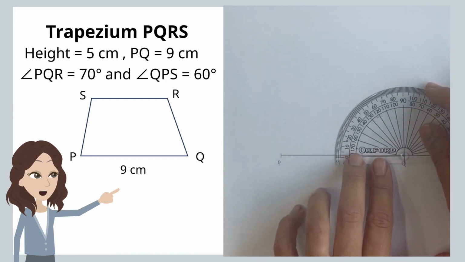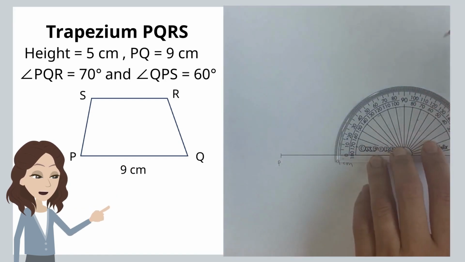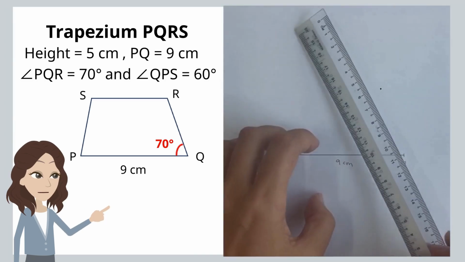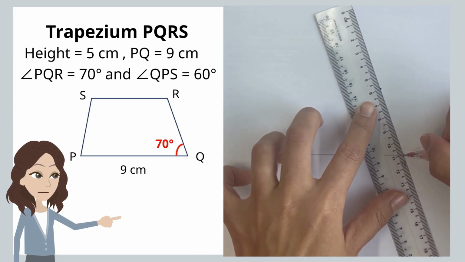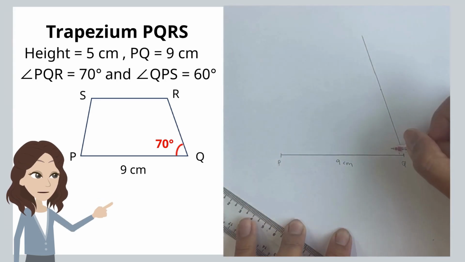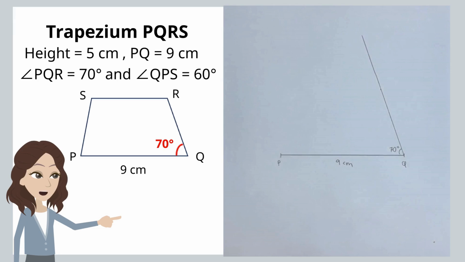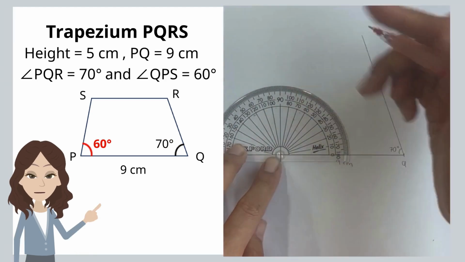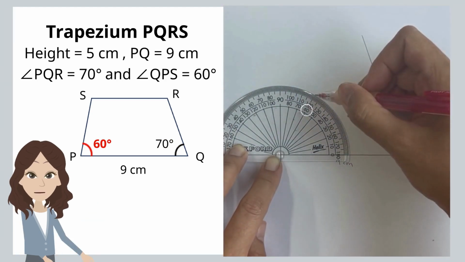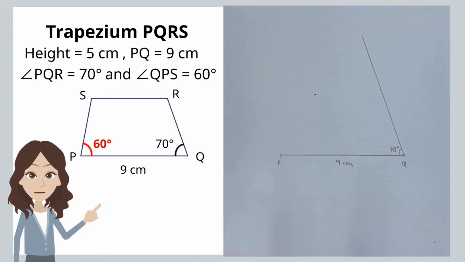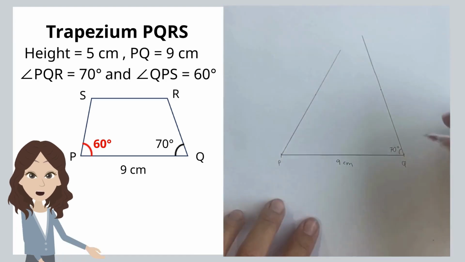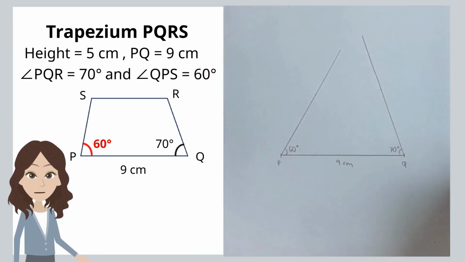Step 2. Use a protractor to draw angle PQR, which is 70 degrees. Label angle PQR. Then, repeat the steps to draw angle QPS, which is 60 degrees. Find the 60 degrees angle and make a mark. Label angle QPS.